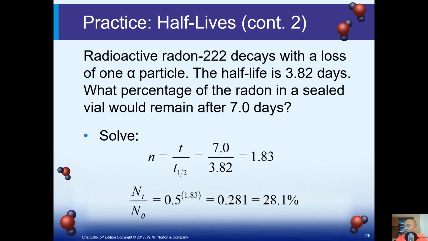So we solve this problem. First, we find the number of half-lives that have passed: the time that has passed divided by the half-life, 7 divided by 3.82. That's 1.83 half-lives that have passed. So the fraction that remains is one half raised to the number of half-lives. This gives us 0.281, which is 28.1%.